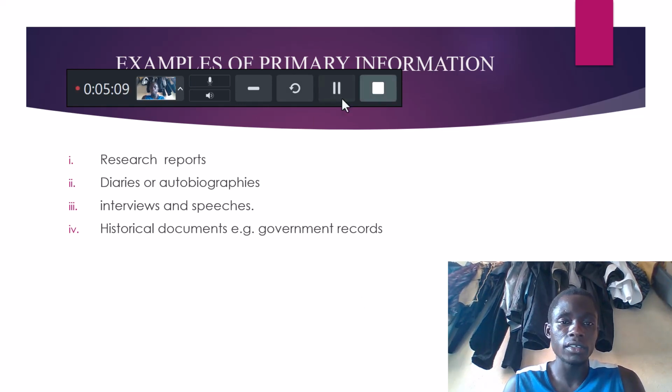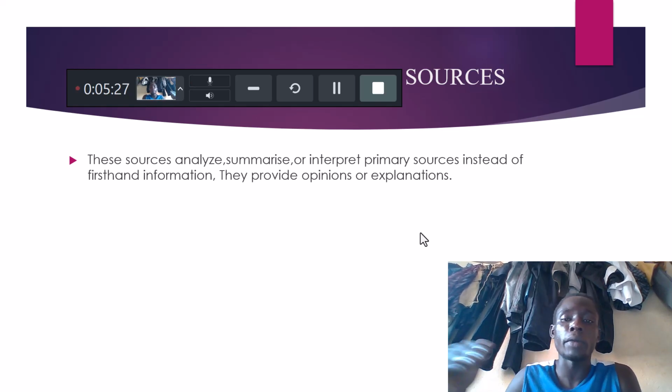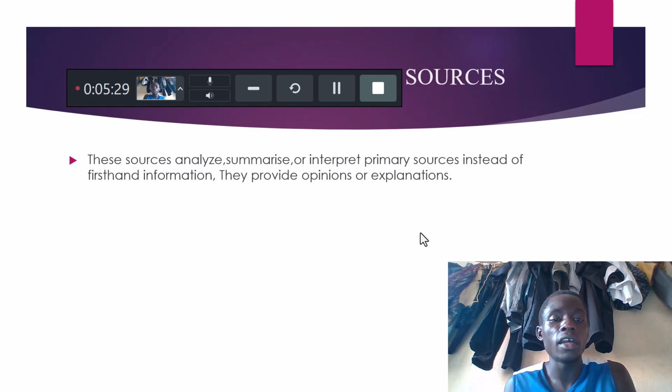Now once we go to our next type of information sources, that is the secondary source of information. You find that these are sources that analyze a theory or summarize the work, or something that has been interpreted from the primary source of information instead of first-hand information.